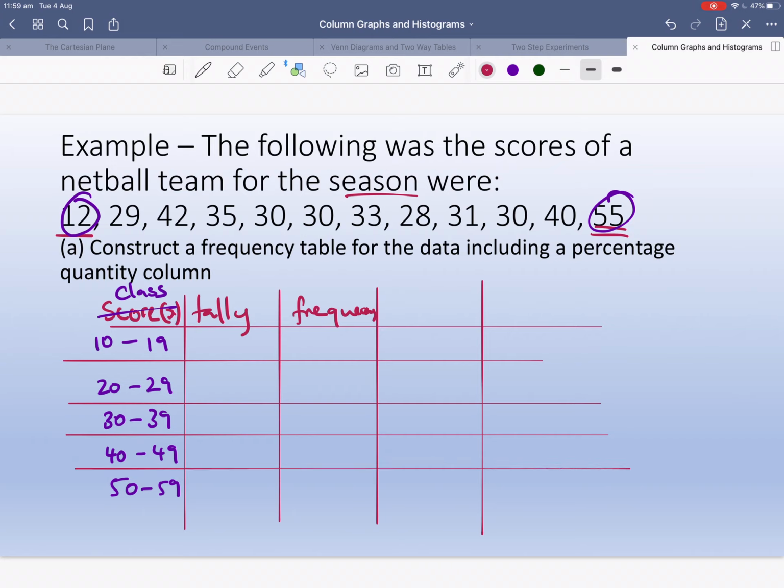And then I'm going to set up the table now. The last column I want to put is frequency percentage, which is what percentage of the total quantity we would need to do. So what I'm going to do is put them where they are. I'm going to use green. So 12, that's in this column, so I'm going to put a tally there. 29, well, that's in this column. 42, that's in this column. 35, that's in this column. 30, this column. 30, this column. 33, this column. And you can see what's happening.